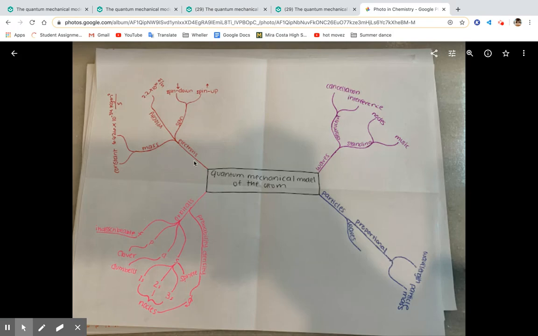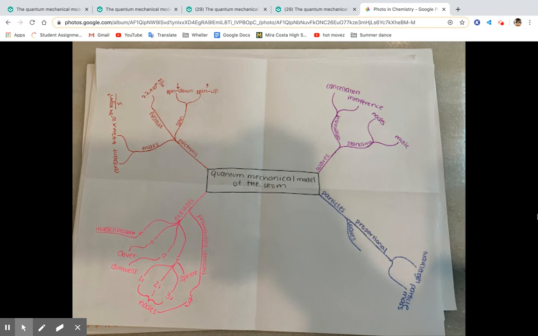Electrons also have a constant mass and a constant velocity. The constant velocity is 2.2 times 10 to the 6th meters per second, and the constant mass is 6.626 times 10 to the negative 34th kilograms times meters squared per second.